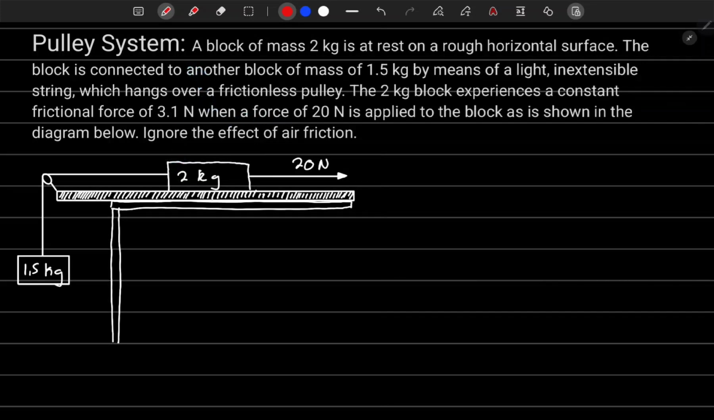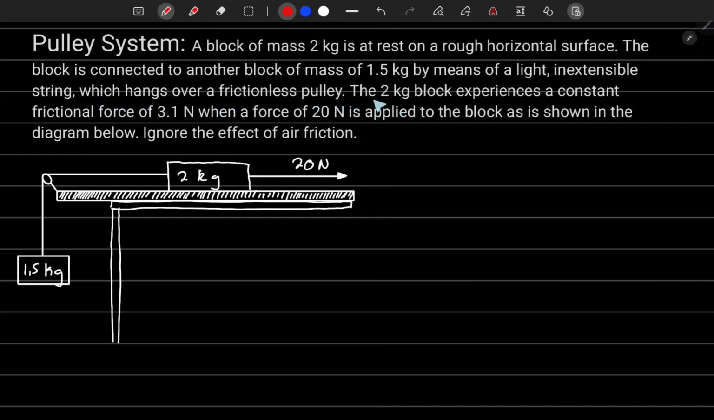A block of mass 2 kg is at rest, so this means it's not moving, on a rough horizontal surface. The block is connected to another block of mass 1.5 kg by means of a light inextensible string which hangs over a frictionless pulley. So these words, light inextensible, just mean that this rope is not adding anything to this problem, right?